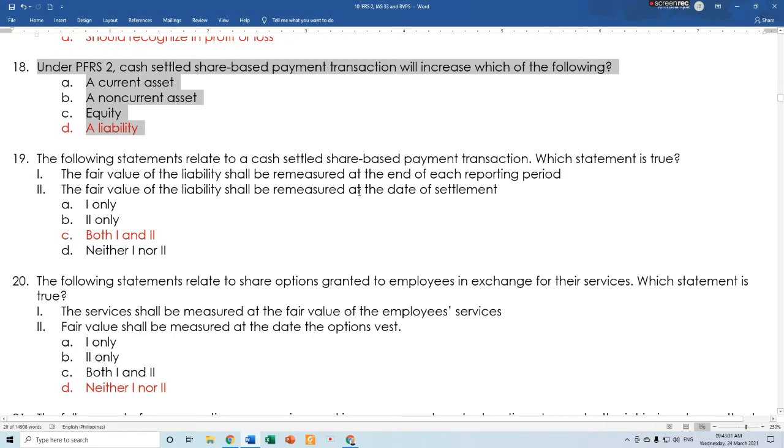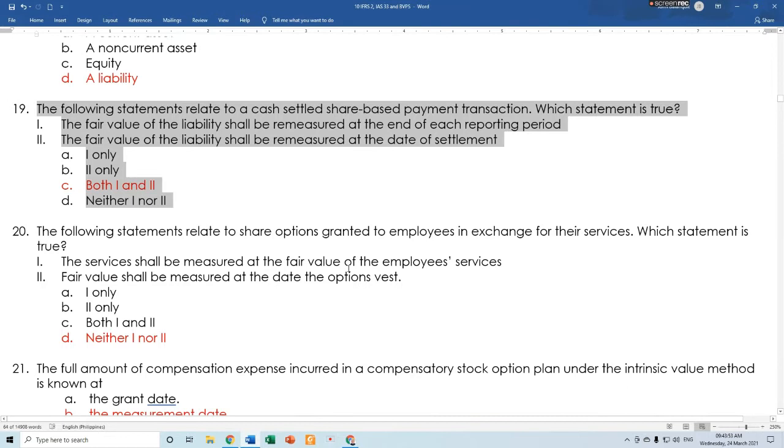Number 18. Under PFRS 2, cash-settled share-based payment transactions will increase which of the following? Of course, it will increase the liability. Bakit liability? Kasi eventually it is going to be debited, tapos i-credit natin yung cash. Okay? Amounting to the amount of the liability also.